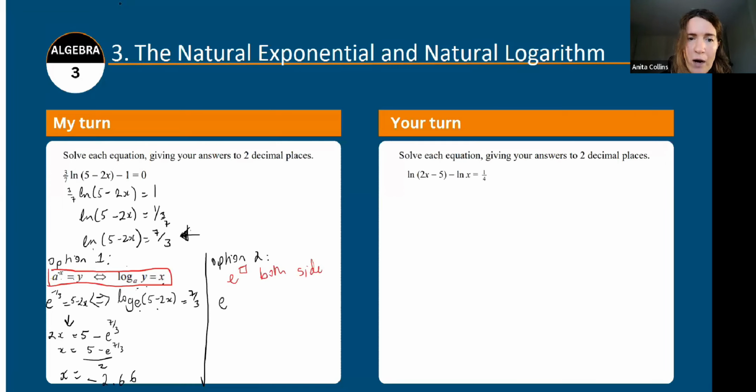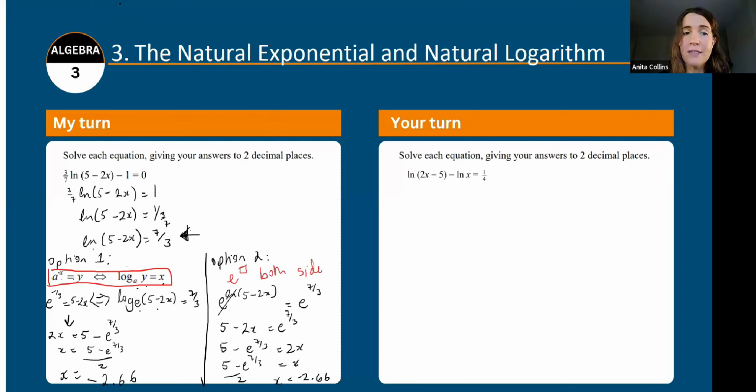So e raised to the power of ln of 5 minus 2x is equal to e to the power of 7/3. Now, we already said that e and ln cancel each other out, leaving you with 5 minus 2x is equal to e to the 7/3, which is the same as we had here. So that's going to give us 5 minus e to the 7/3 is equal to 2x. x is equal to 5 minus e to the 7/3 divided by 2, and x is still going to be equal to minus 2.66. So either of those is fine.